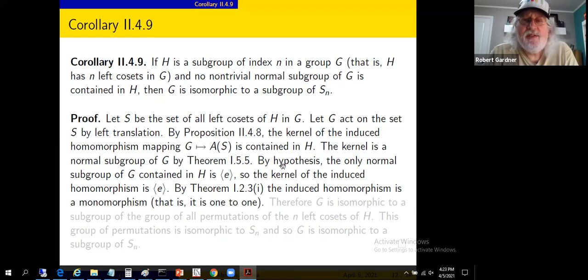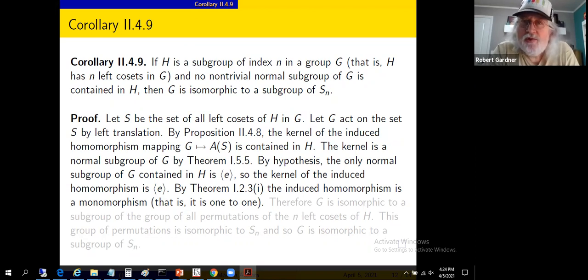But we've hypothesized something about normal subgroups contained in H. We've hypothesized that no non-trivial normal subgroup of G is contained in H. But we've got the kernel of the induced homomorphism is a normal subgroup contained in H. Well, it must be the trivial normal subgroup by hypothesis. So we've got that the kernel is contained in H. It must be simply the trivial subgroup.